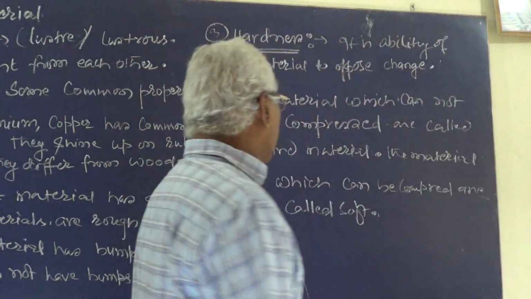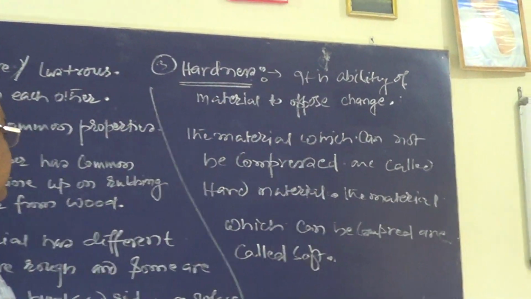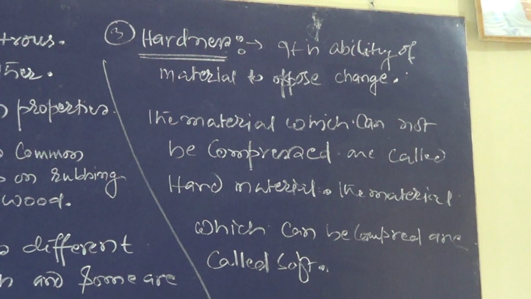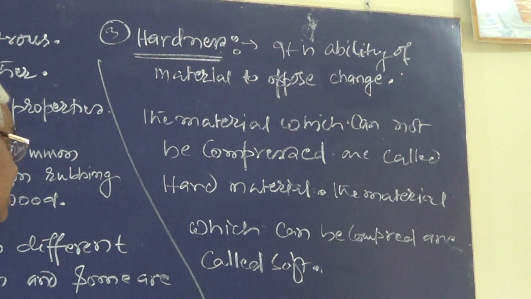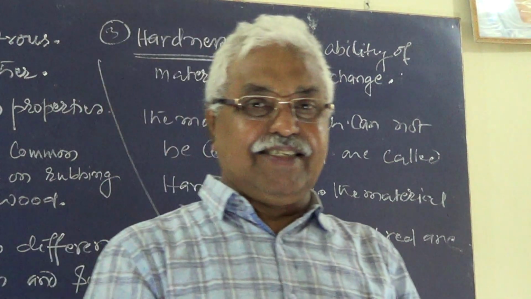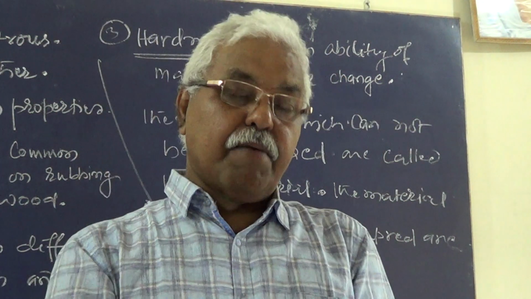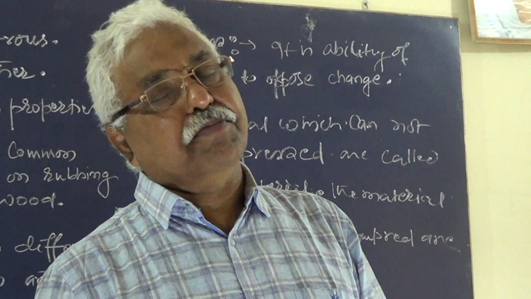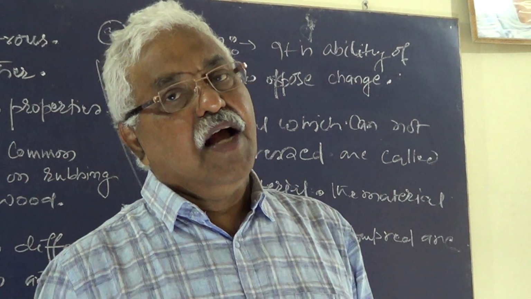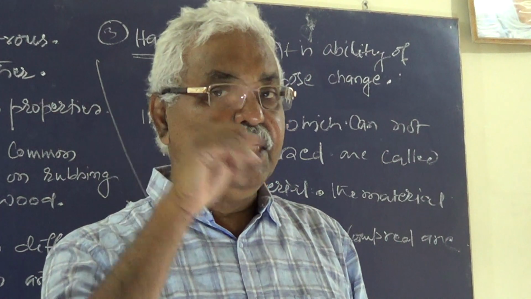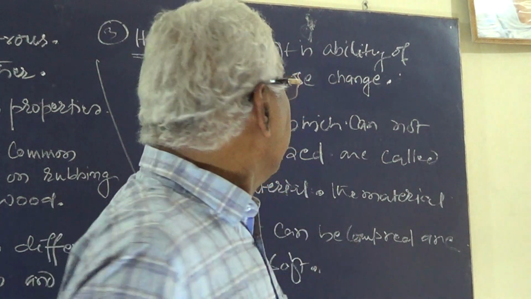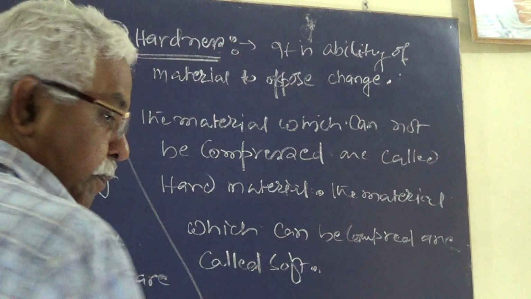Ability of a material to oppose change. The material which cannot be compressed is called hard material, whereas the material which can be compressed is called soft material. Now we have given you three properties.